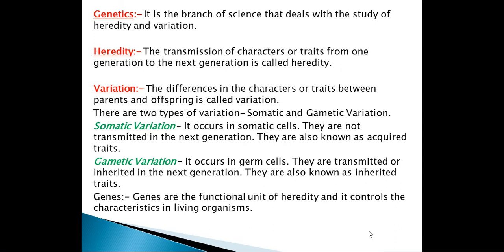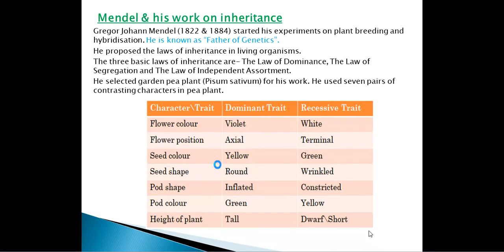If we talk about traits or characters, then our eye color, height, and skin color are all called traits or characters, and there are two types of traits: acquired traits and inherited traits. Acquired traits are those traits which we develop in our lifetime, for example learning power and development of muscles. And inherited traits are those traits which we get from our parents, for example eye color, skin color, etc. Next, genes are the functional unit of heredity which controls the characteristics in a living organism.